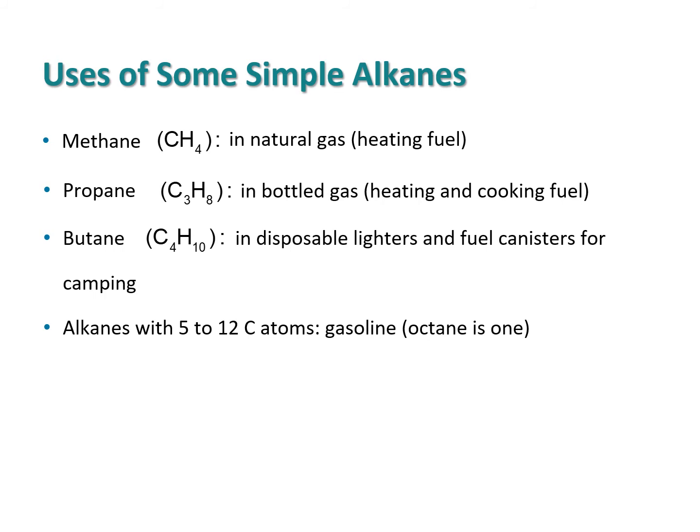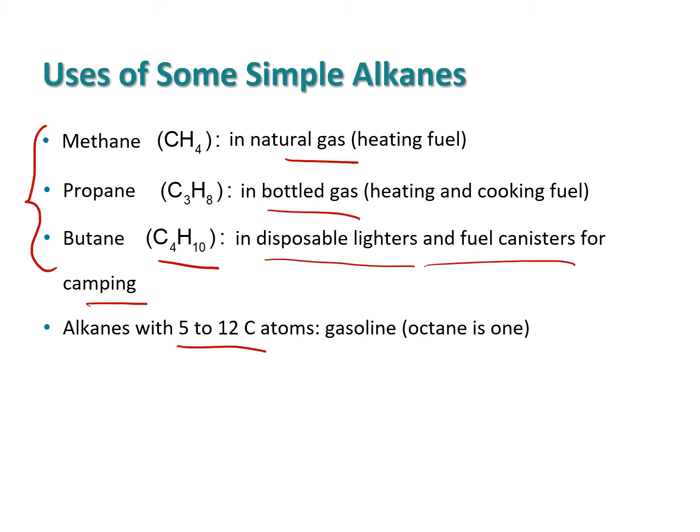So some common uses, and this also goes back to the state of these. So methane, propane, and butane, these are all very small hydrocarbons in comparison with bigger hydrocarbons. So methane in natural gas, propane in bottled gas, butane in disposable lighters. So butane, I think for sure it's a liquid, but these two are gases versus this is a liquid. And then we know that all of these bigger hydrocarbons, for example, octane, is in gasoline. So these are some common uses of these alkanes.